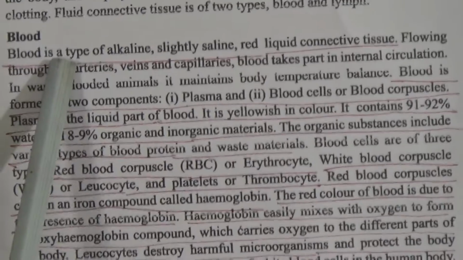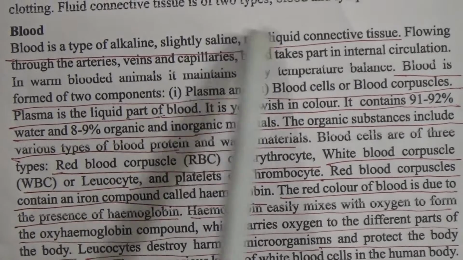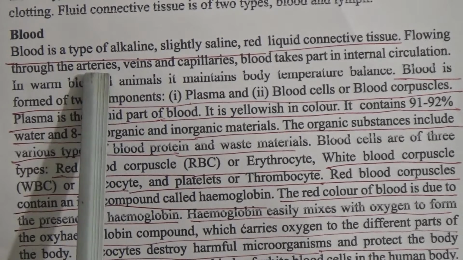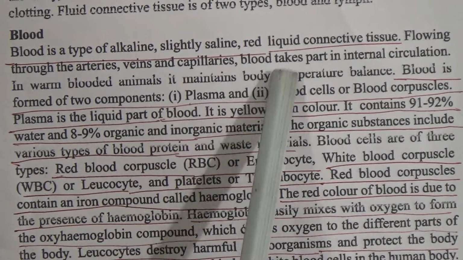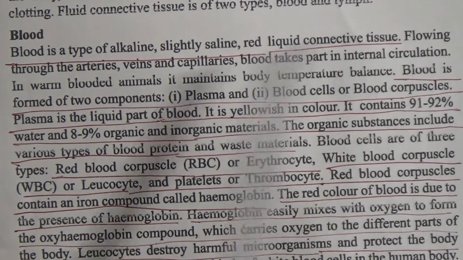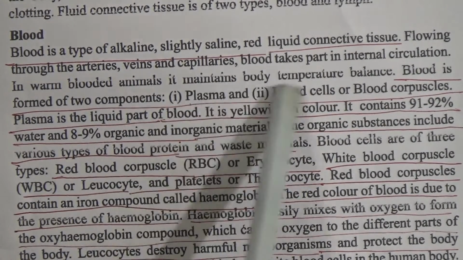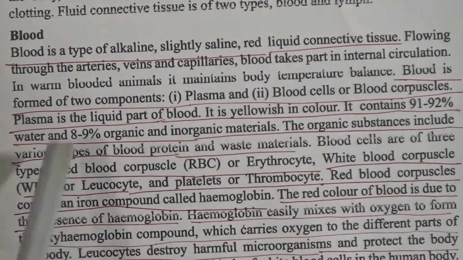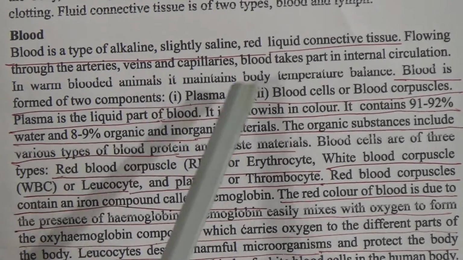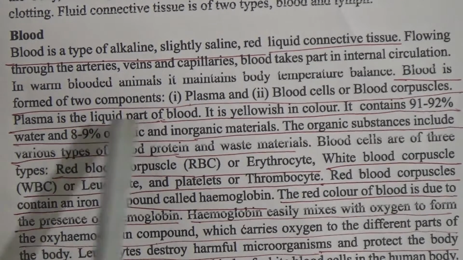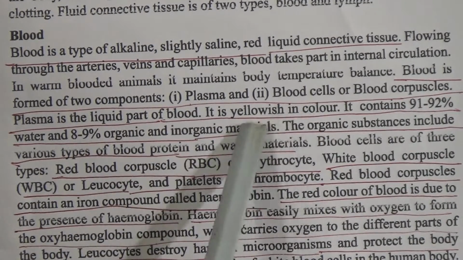Blood is a type of alkaline, slightly saline, red liquid connective tissue. Flowing through the arteries, veins and capillaries, blood takes part in internal circulation. In warm-blooded animals, it maintains body temperature balance. Blood is formed of two components, plasma and blood cells or blood corpuscles. Plasma is the liquid part of the blood. It is yellowish in color.